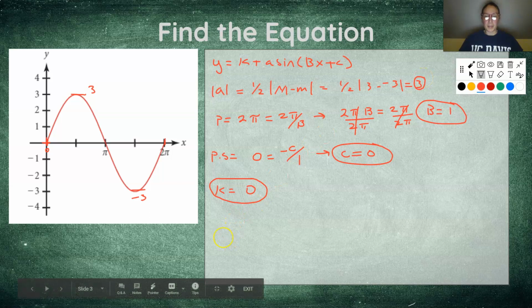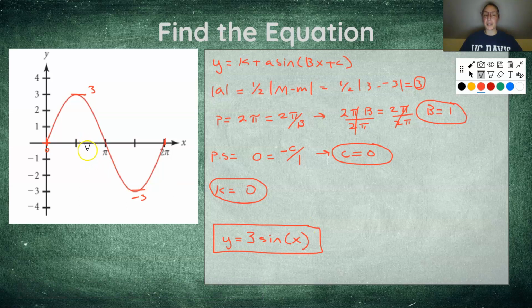Now let me plug them in. So y equals k is 0, so there's no k. A, I know is 3. Sine. b is 1, so that's just going to be x. C is 0, so I don't add it in. So the equation of this graph is 3 sine x.